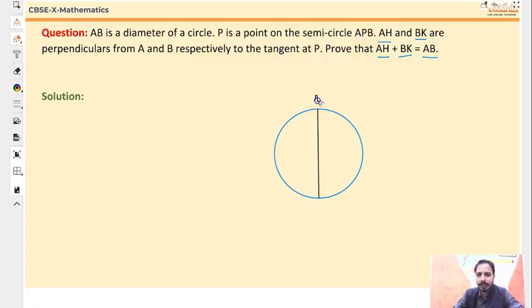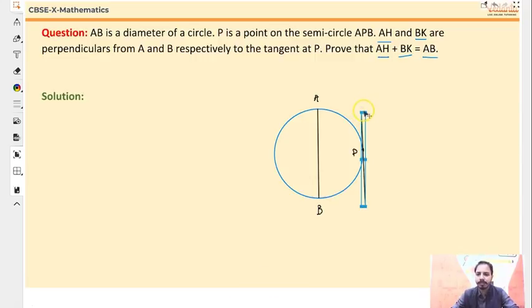So now say this is A and this is B. So now what they are saying is P is a point on the semicircle APB, and AH and BK are the perpendiculars from point A and B respectively to the tangent at P. Let us say that this is a point P. So now let me draw the tangent.